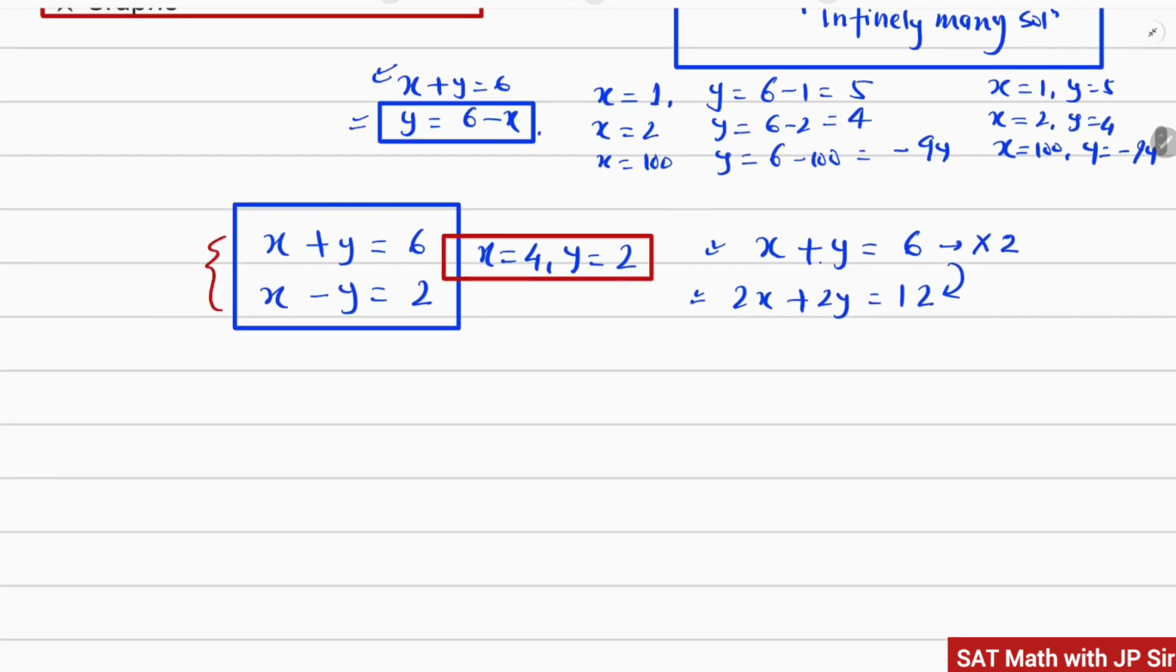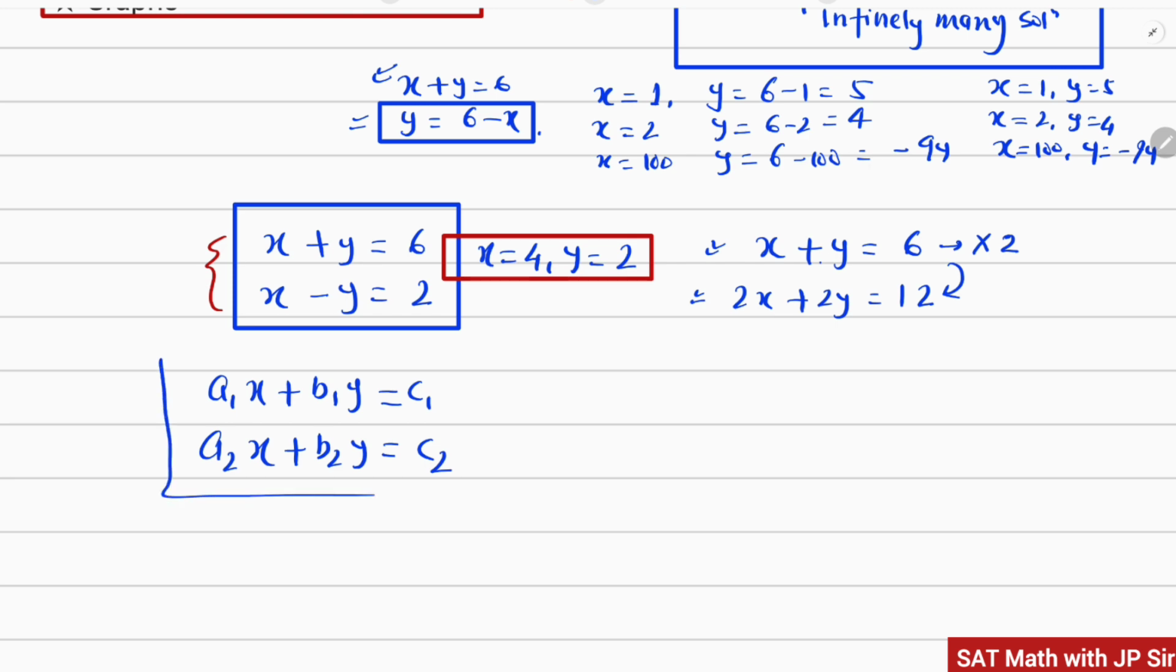Now, if we have two equations, a1x plus b1y plus c1 equals 0, or we can have this c1 on the right hand side, it doesn't matter. Second equation, a2x plus b2y equals c2. We have this pair of equations.